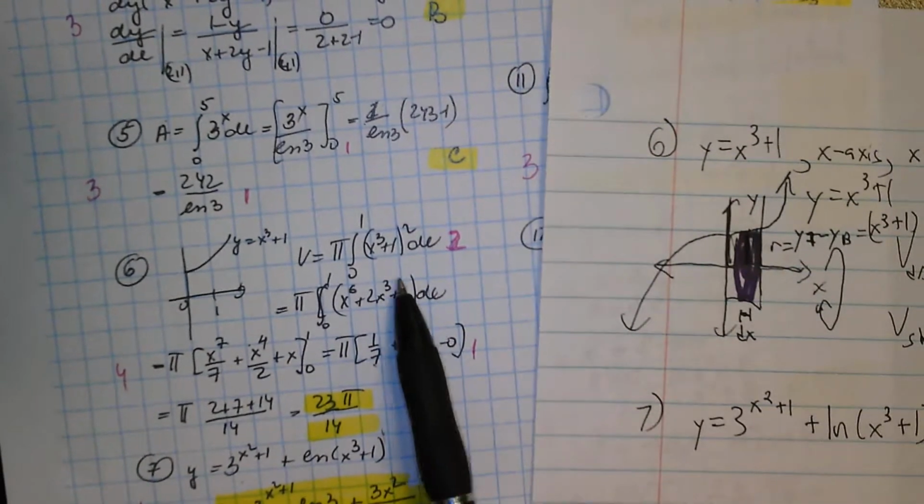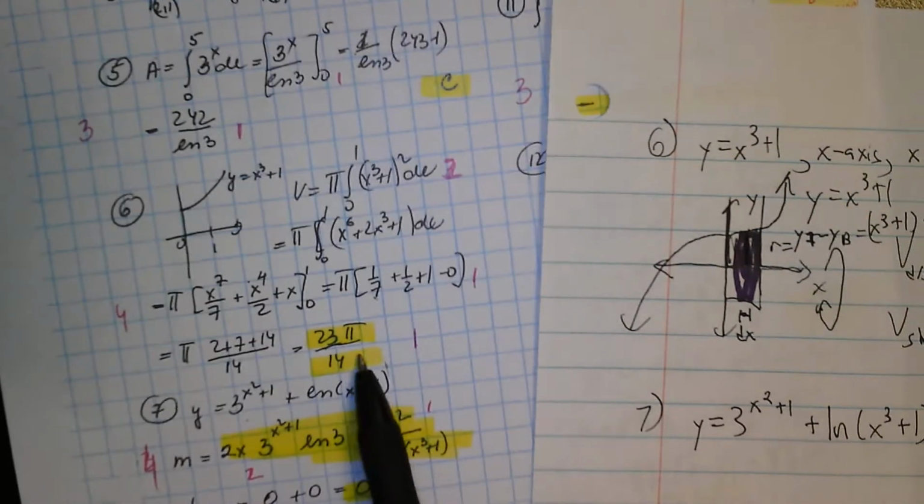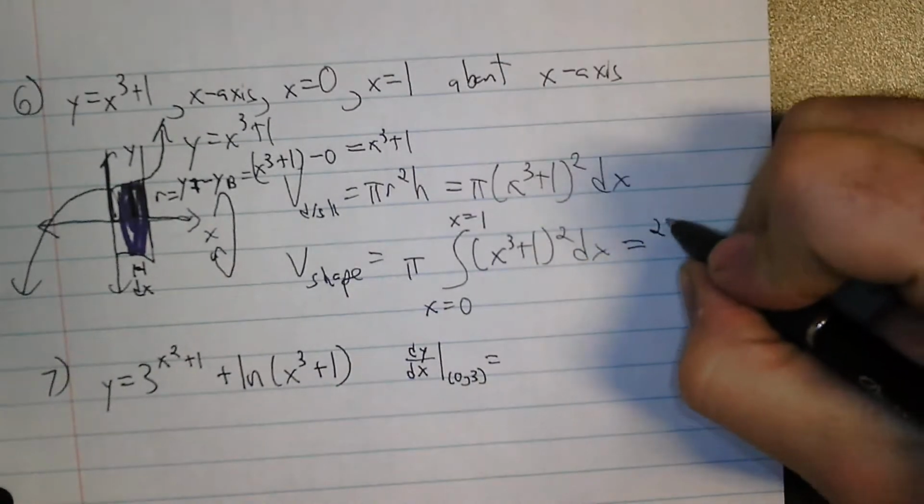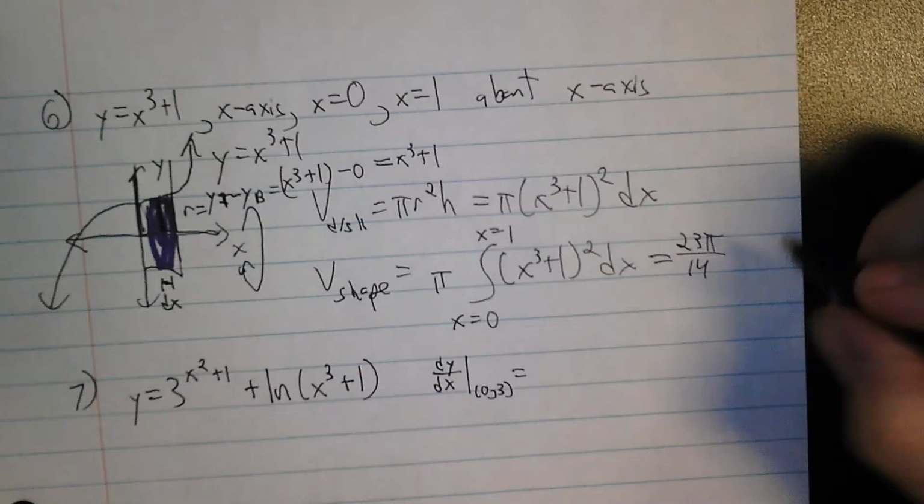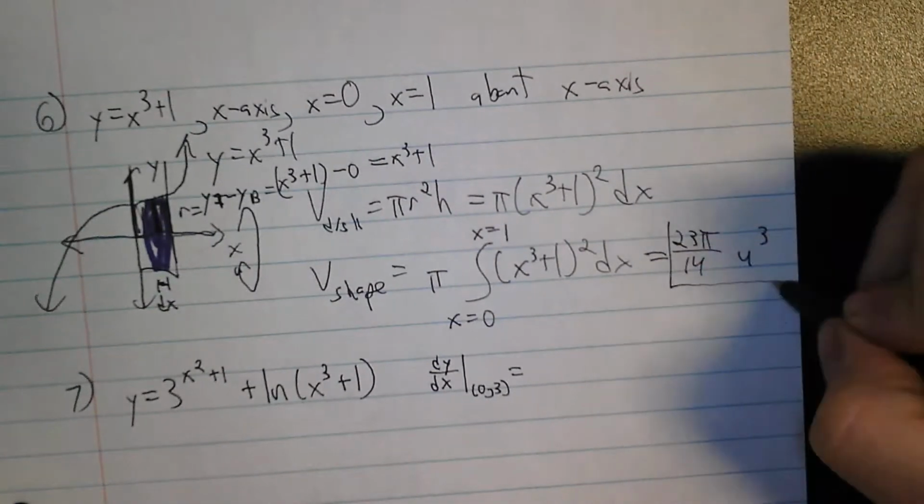If you do, you are going to get 23 pi over 14. And now what are the units over here? Well, this is a measure of volume. Volume is cubic, so cubic units.